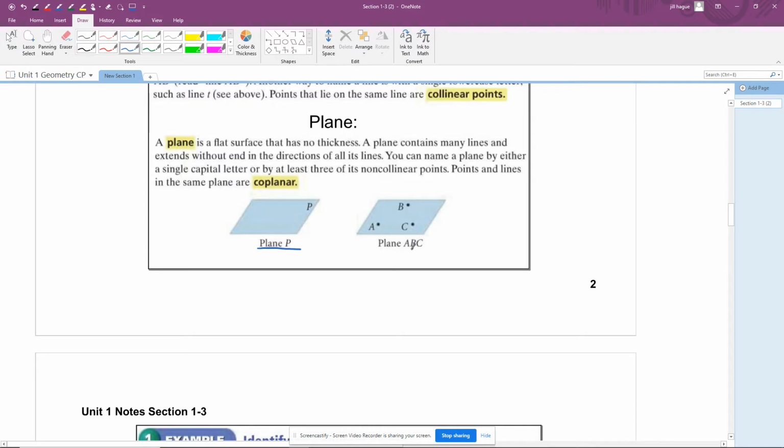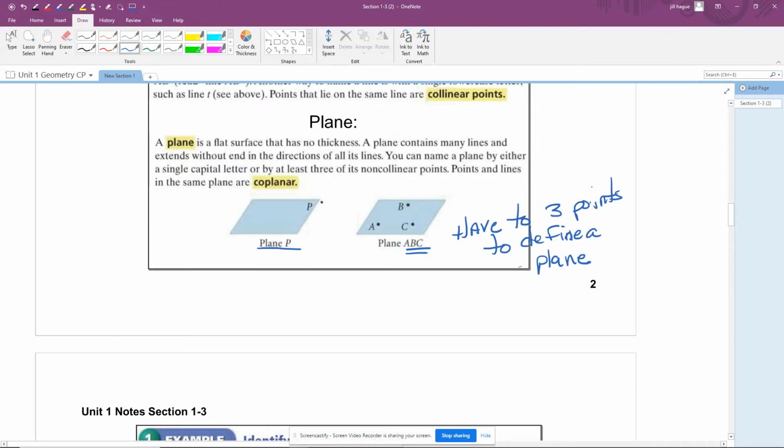Okay, now here is one of the trickier things. When you want to use points to define a plane, you have to have 3. So that's something that you would want to write down. Maybe pause the video, but you have to have 3 points to define a plane. If you do not, you can't call it a plane. So I could not call this plane AB or plane AC or plane CB. I can call this plane P because that's not a point.